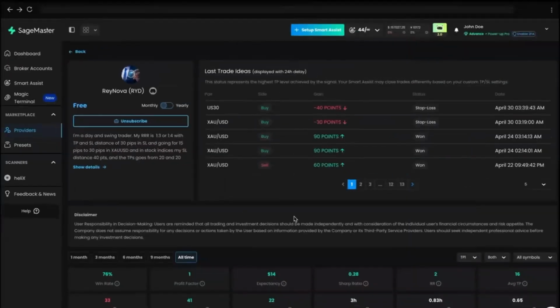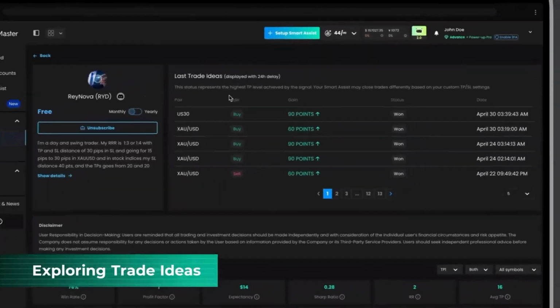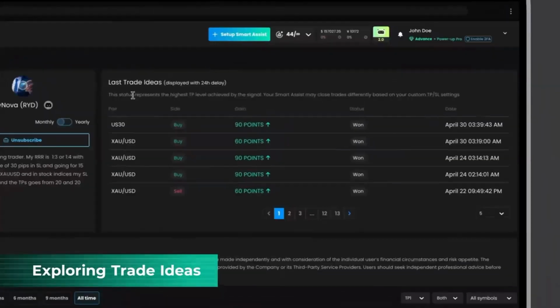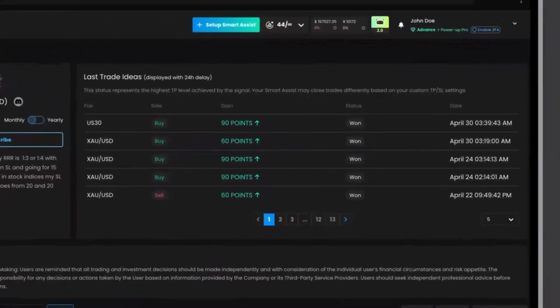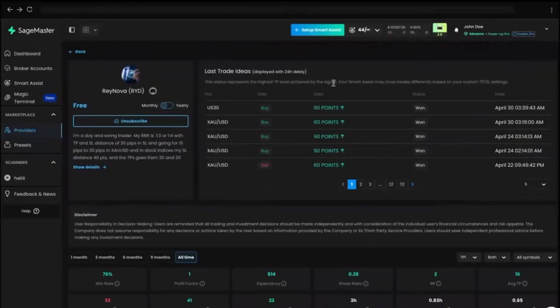The Trade Ideas list shows all trades issued by the provider. Each includes the pair, trade idea type, result, and highest take profit level reached. Keep in mind, your Smart Assist may close trades differently based on your custom take profit or stop loss settings.